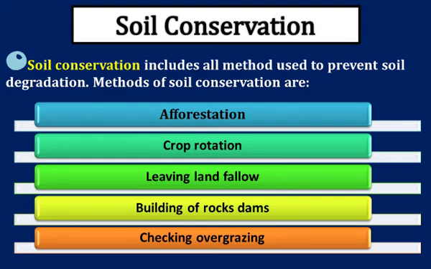Checking overgrazing. Checking overgrazing by animals and growing fodder as a crop so that animals can feed on it checks soil depletion.